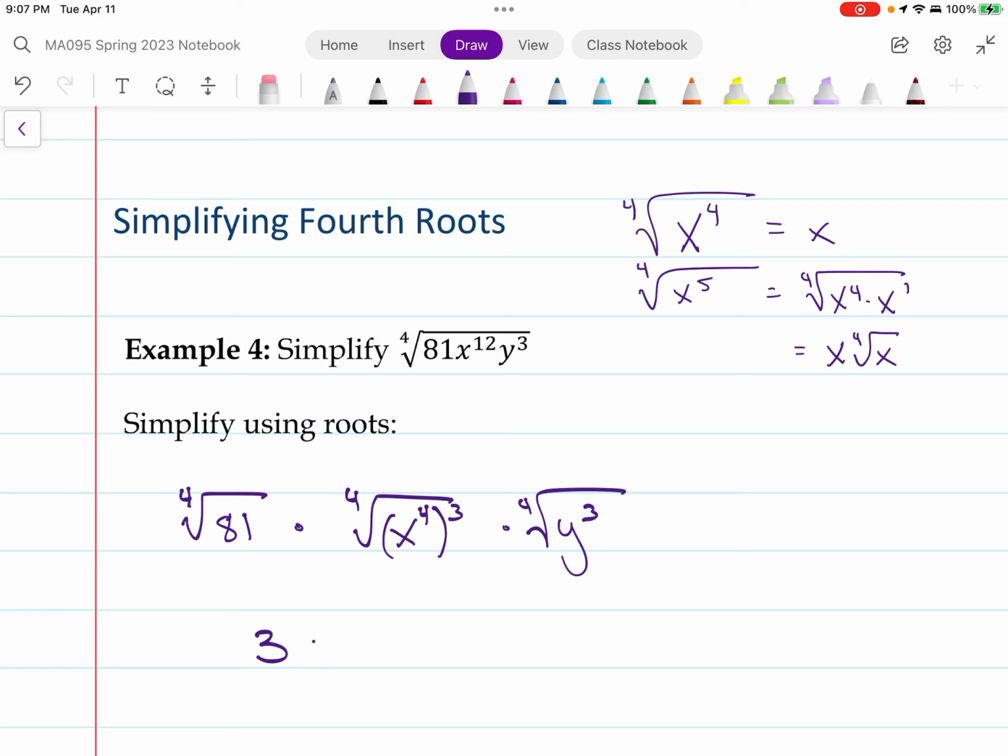The 4th root of x to the 4th 3 times is going to be 3x cubed, right? There's 3 sets of them. So this could be written as x to the 4th times x to the 4th times x to the 4th. So just like before, every time you have an x to the 4th and you're 4th rooting it, or x to the 3rd and you're 3rd rooting it, you can pull out that 1x. That's what you get. So I got 3 of them, so I get x cubed. And then the last thing is going to be that 4th root of y cubed.